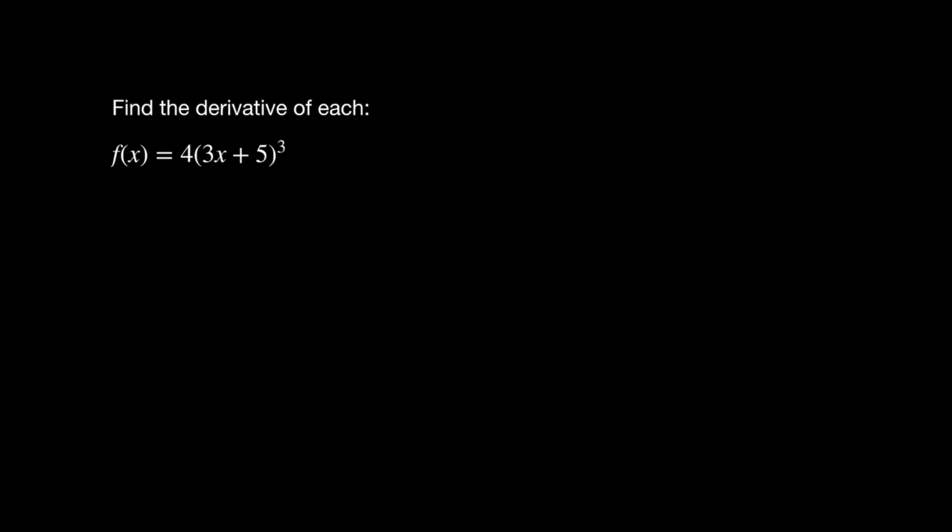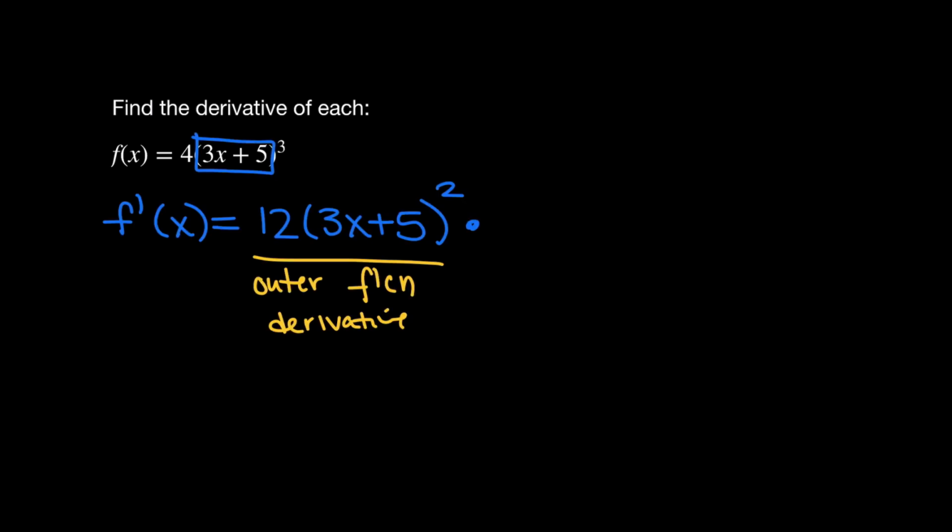So exact same problem, f of x equals 4 times 3x plus 5 to the third. When I look at this 3x plus 5, that's my inside function, so I'm kind of ignoring it right now, and I'm just focusing on the cubed. That's the outside operation. To take the derivative of a cubed, I'm going to bring it down, and so 4 times 3 is 12, and then the exponent is going to go down by 1 and turn into a 2. So derivative of a cubed, bring down the 3, exponent becomes a 2.